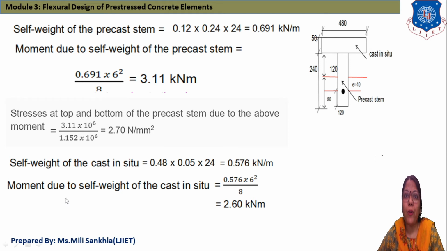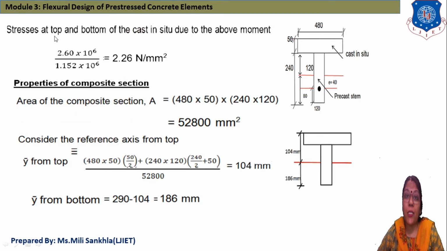Now we find the moment due to this self-weight of cast in situ, that is WL square by 8, which gives 2.60 kilonewton meter. Next, stresses at top and bottom of cast in situ due to the above moment, that we recently found, 2.66 moment due to cast in situ. Now the stress of this moment is M by Z. M is given in kilonewton meter, so convert into Newton mm, divided by Z, is equal to 2.26 Newton per mm square.